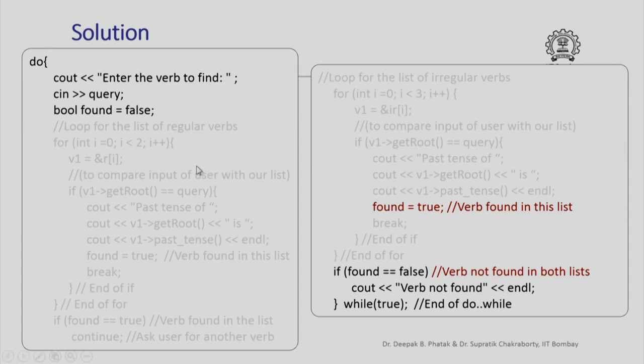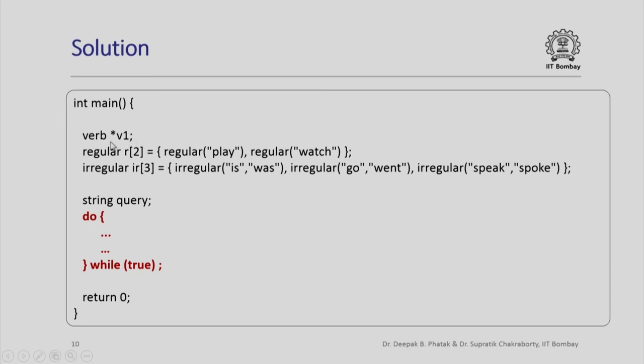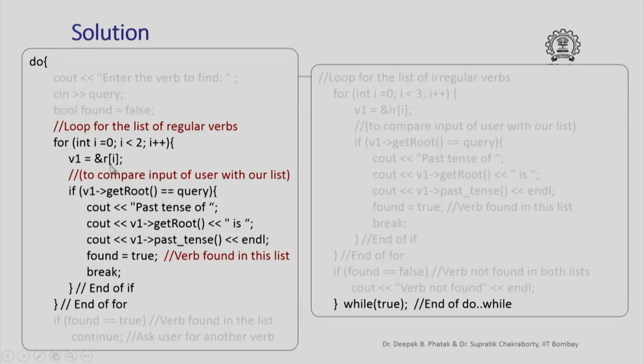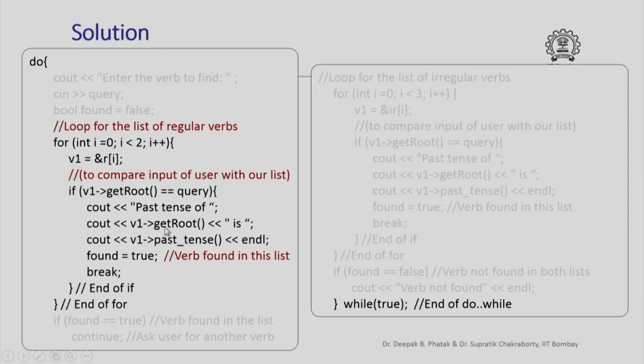And I have used the same pointer v1, which is really a pointer of the base class verb, to point to both objects of the array R, which are really objects of the class regular, and also objects of the class irregular, which are entries in the array IR. And when I invoke v1 arrow getRoot either here or here, this really goes and invokes the method getRoot, which is not declared to be virtual in the base class verb.